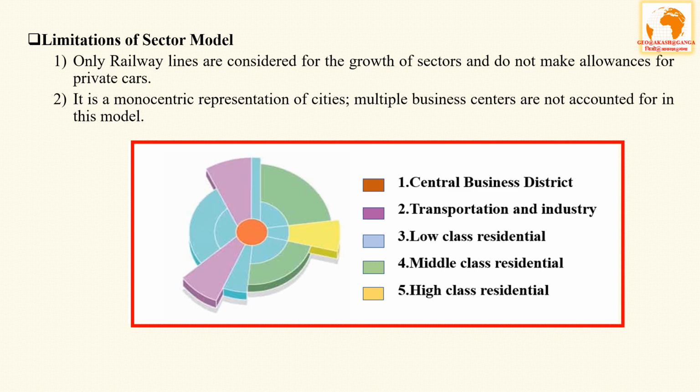Next one, limitation of sector model. First, only railway lines are considered for the growth of sector and do not make allowance for private cars. Second, it is a monocentric representation of cities. Multiple business centers are not accounted for in this model, and physical features may also restrict or direct growth along specific wedge. And also there is no reference to out of the town development.